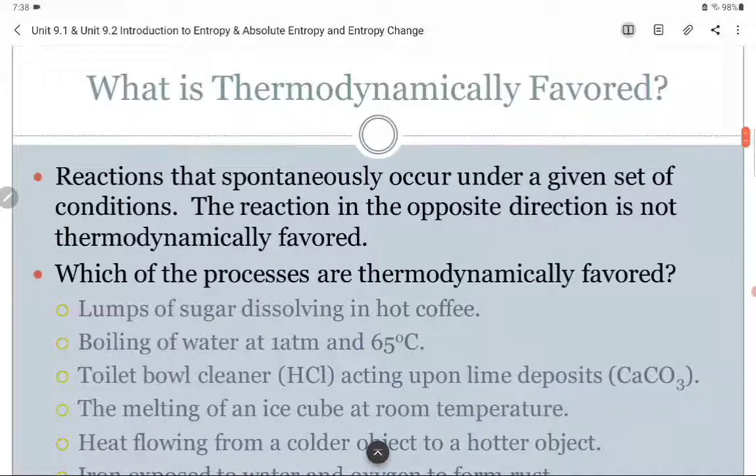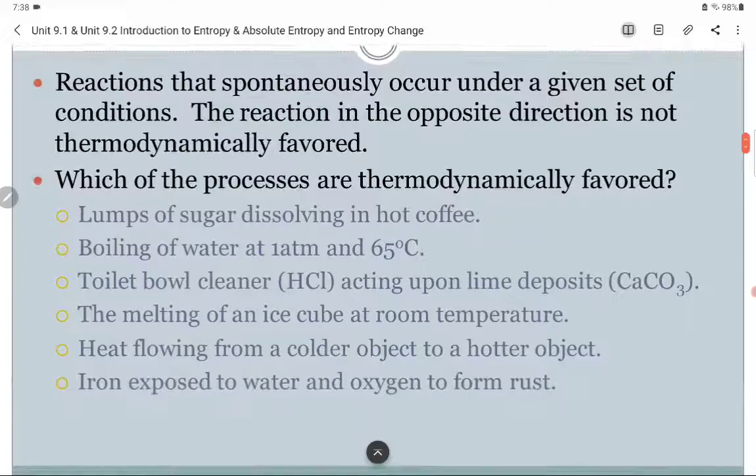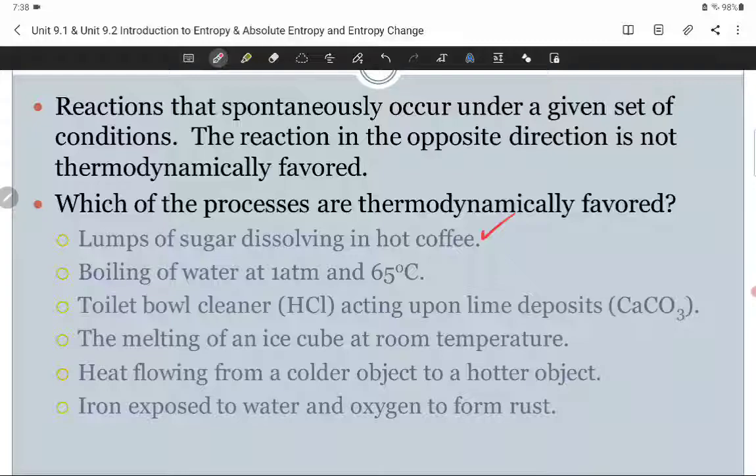So we're going to talk in terms of something called thermodynamically favored. That means, does it happen on its own? Reactions that we used to call, in AP chemistry, spontaneous, meaning that it happens without outside interference, but now we'll call it thermodynamically favored. So do any of these things happen on their own? Will lumps of sugar dissolve in hot coffee? I think yes, that would happen. Will water boil at 1 atmosphere and 65 degrees Celsius? That's a no. That is not thermodynamically favored.